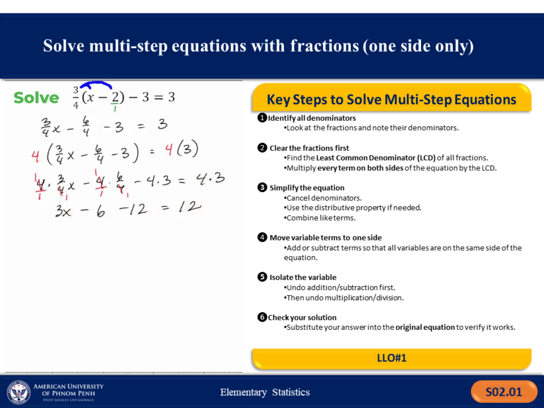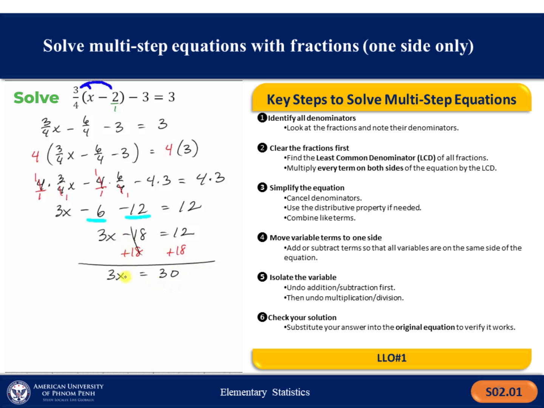So now solving this equation, the next step is to combine like terms on the left. Negative 6 minus 12 is negative 18. The left side simplifies to 3x minus 18 equals 12. Next, we add or subtract to isolate the variable term. To isolate 3x, we undo minus 18 by adding 18 to both sides of the equation. Simplifying, we now have 3x, and then negative 18 plus 18 is 0, giving us 3x equals 12 plus 18, which is 30.